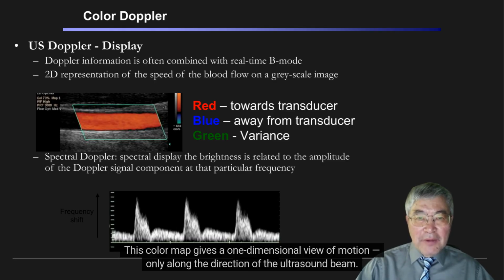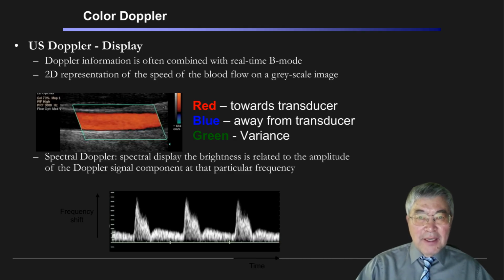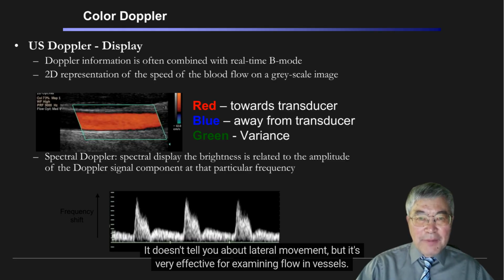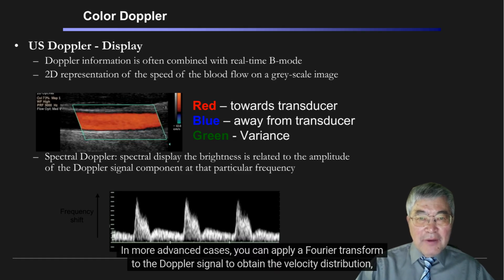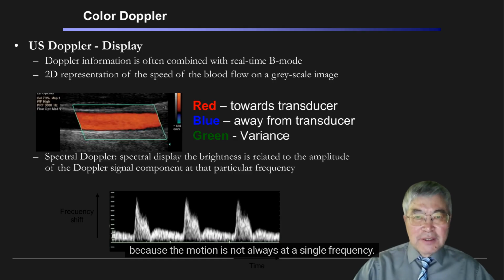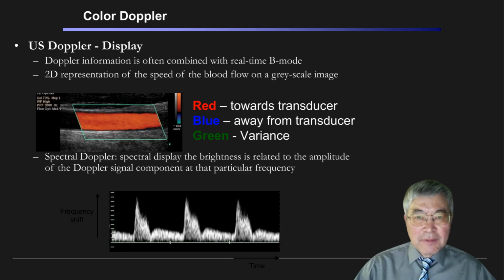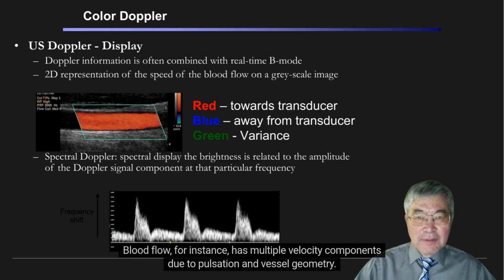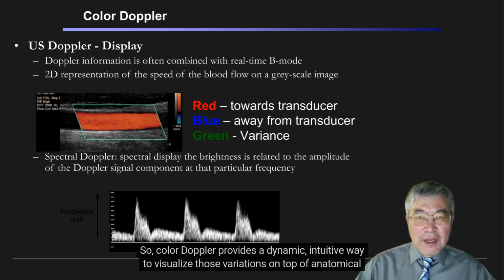This color map gives a one-dimensional view of motion only along the direction of the ultrasound beam. It doesn't tell you about lateral movement, but it's very effective for examining flow in vessels. In more advanced cases, you can apply a Fourier transform to the Doppler signal to obtain the velocity distribution because the motion is not always at a single frequency. Blood flow, for instance, has multiple velocity components due to pulsation and vessel geometry. So, color Doppler provides a dynamic, intuitive way to visualize those variations on top of anatomical images.